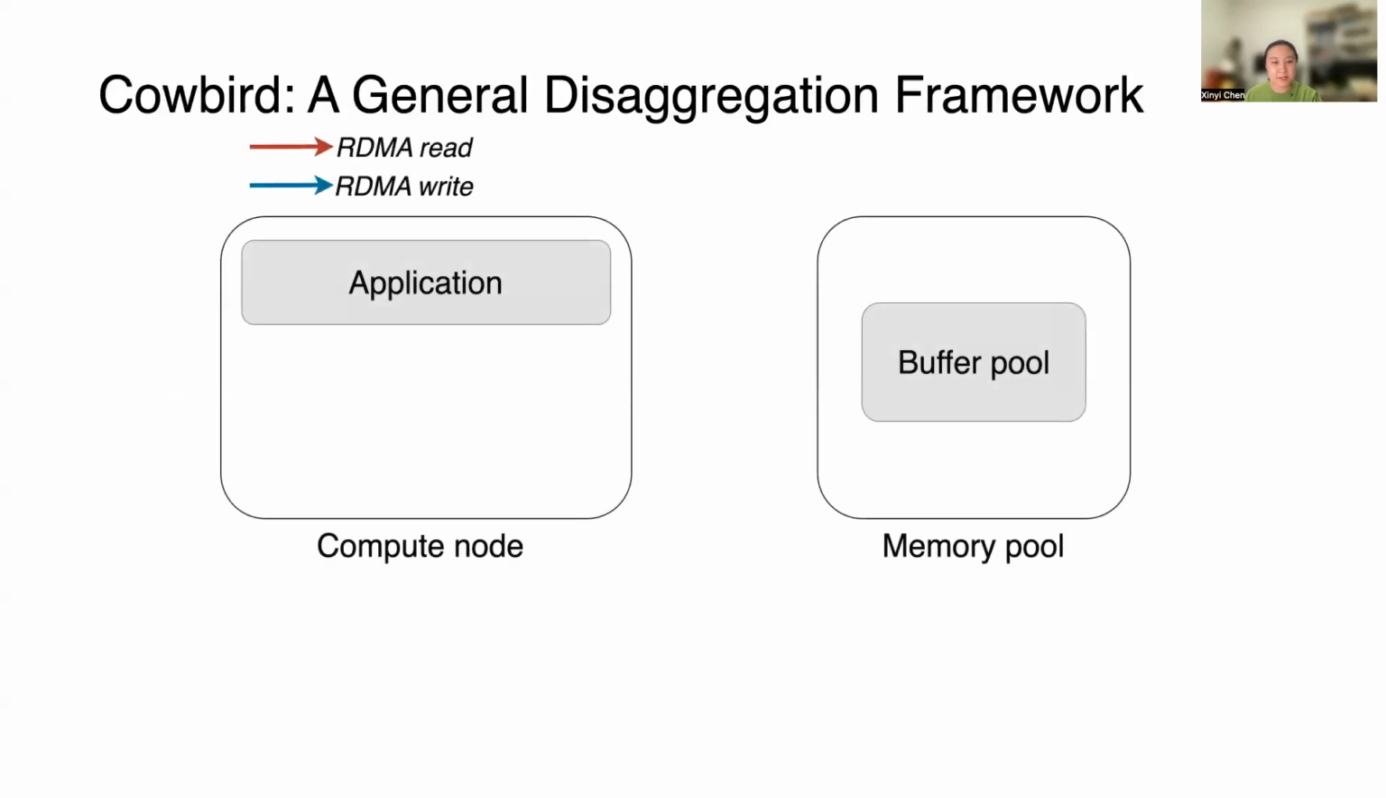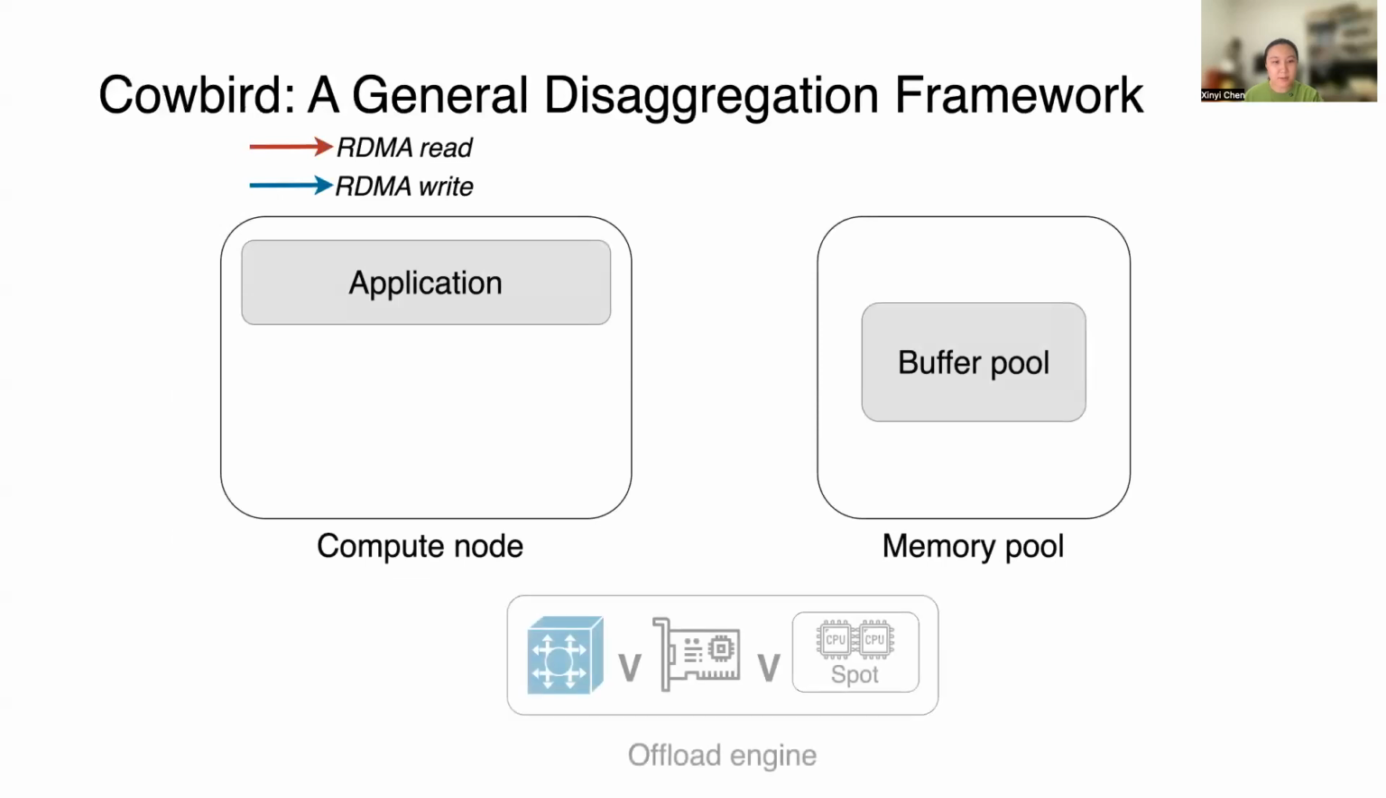In memory disaggregation, there are mainly two components, the compute node and the memory node. In Cowbird, we added a third component called the offload engine. Cowbird is a framework general to all kinds of offload engines, as long as the hardware can generate network packets and has basic computation power to process the packets. The hardware used as an offload engine can be a programmable switch, a SmartNIC, or spot CPU cores. Currently, we implement Cowbird with P4 and spot, but it can also be implemented on other hardware like FPGA or SmartNICs.